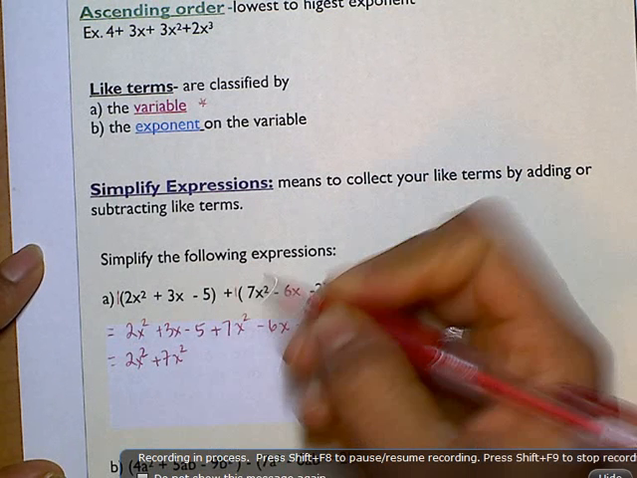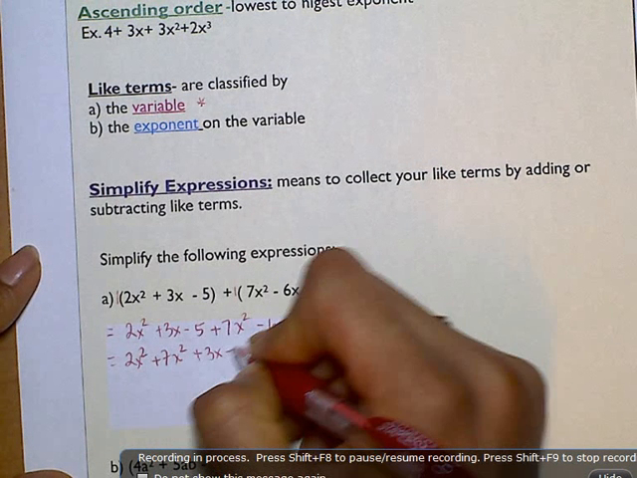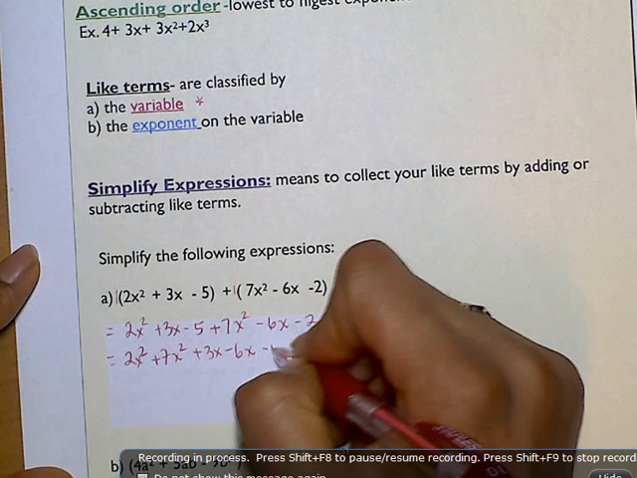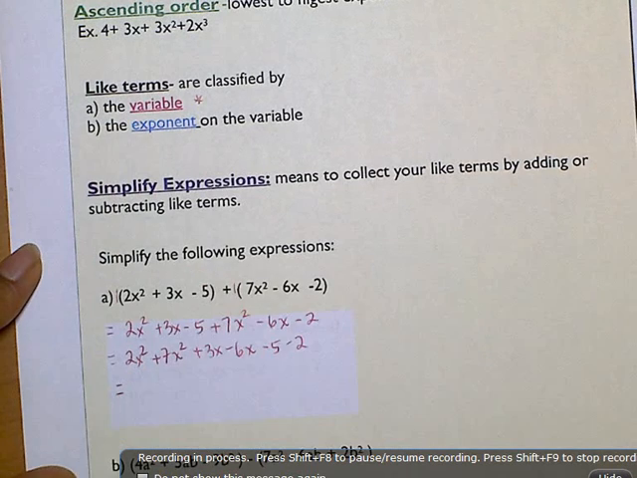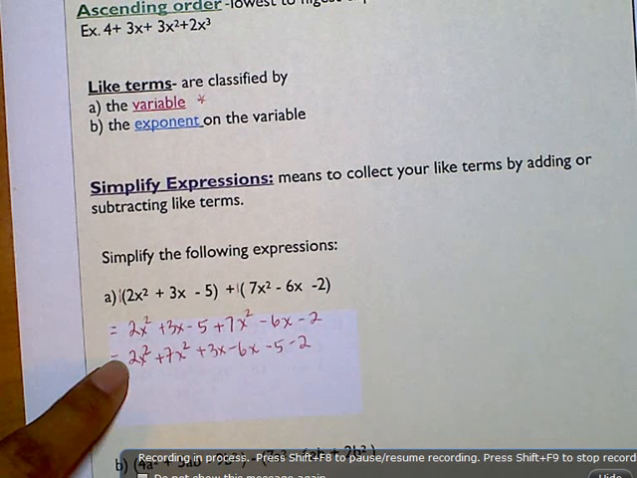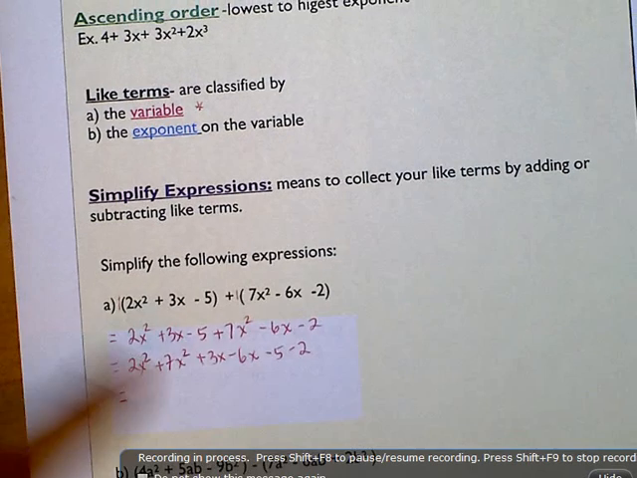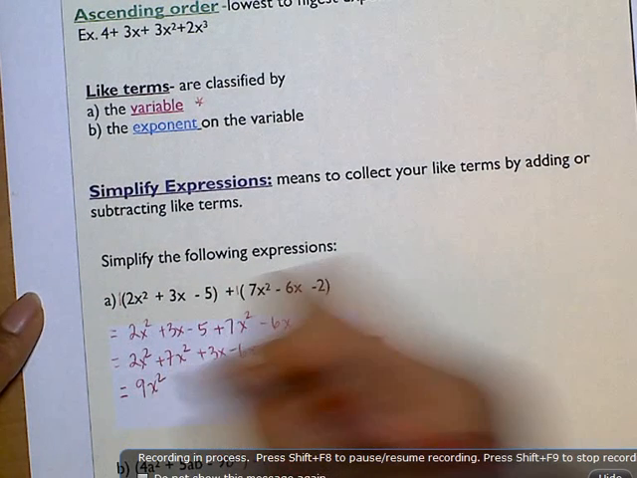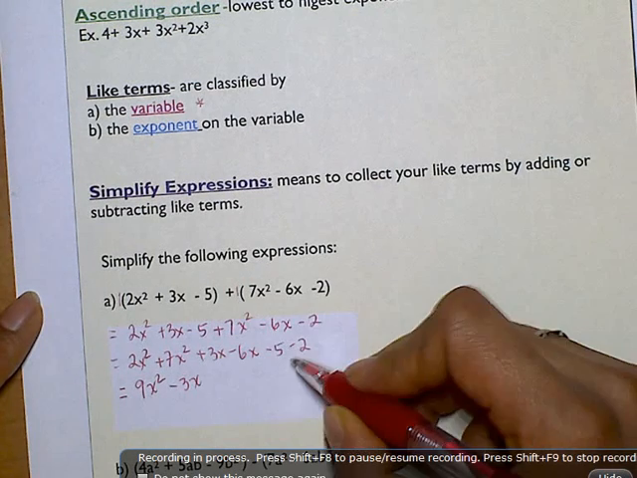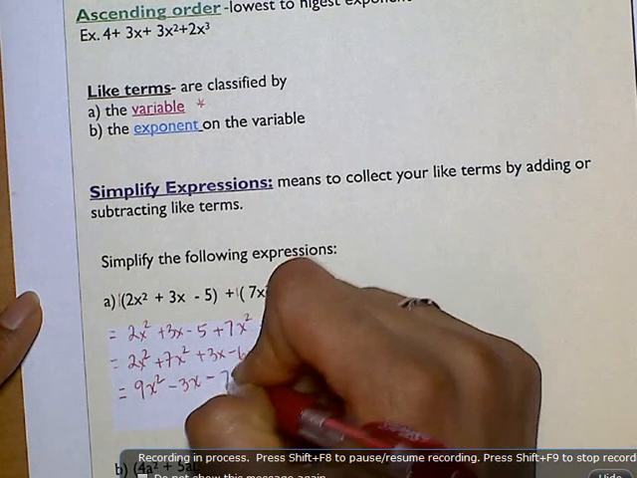And let's go ahead and collect your like terms. Now you can go ahead and add and subtract your coefficients that have the exact same variable with the exponent, meaning they must be like terms. So here I have 2x squared plus 7x squared, that's 9x squared. 3x minus 6x is negative 3x. And negative 5 minus 2 is a negative 7. Just make sure if I can simplify that any further, and I cannot because they are not like terms. This is x squared and that's x. It's like comparing apples with bananas. So they're not the same.